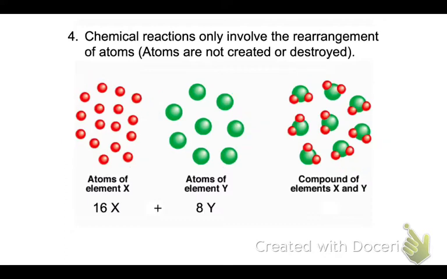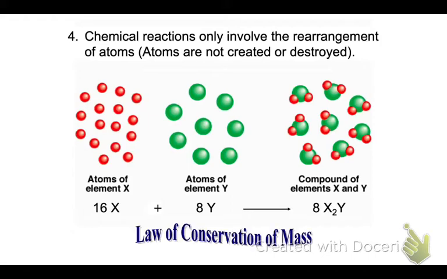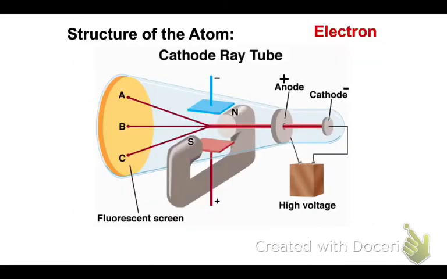If I have 16X, which is 16 atoms of element X, plus 8 atoms of element Y, I'm going to get 8 molecules X2Y. So that's what we call the law of conservation of mass. Mass is not created nor destroyed. It just can combine in a certain ratio to form a new compound. The structure of the atom was reached by multiple experiments by different scientists.